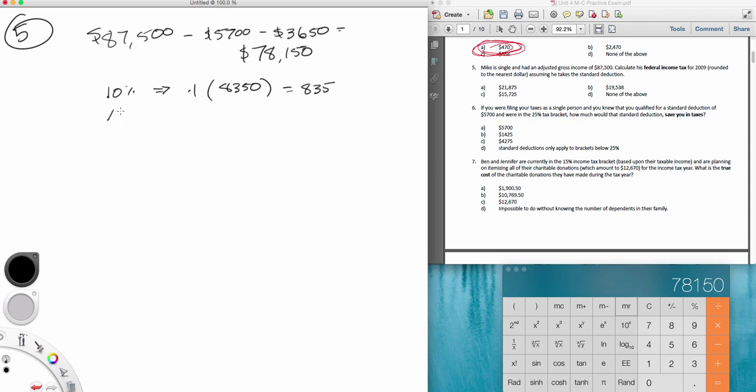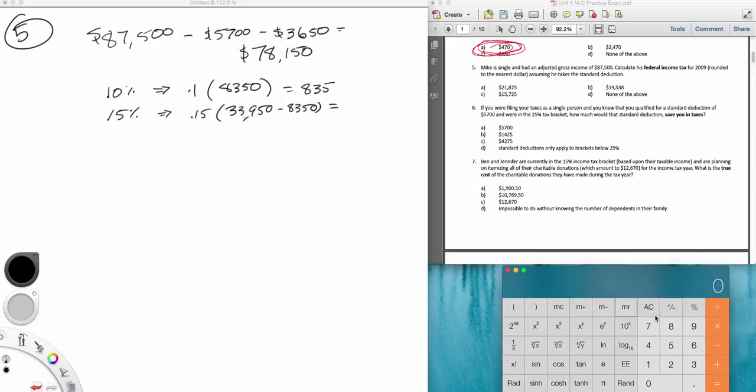Now we go to the 15%. $33,950 minus the 8,350 is equal to, and I'll use a calculator for this one, 33,950 minus 8,350. Okay. And then once we got that number, we multiply it by the 15%, so we go 0.15, and we have $3,840. Now we need to go up to the 25% bracket.